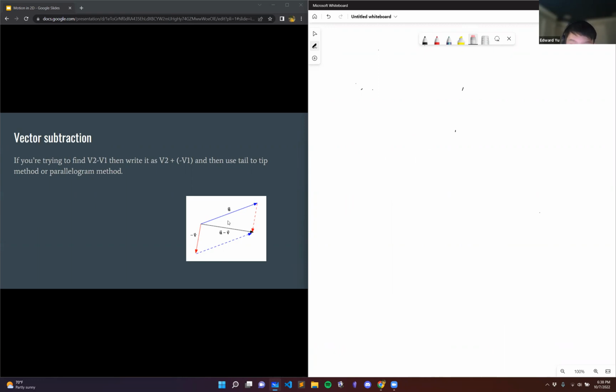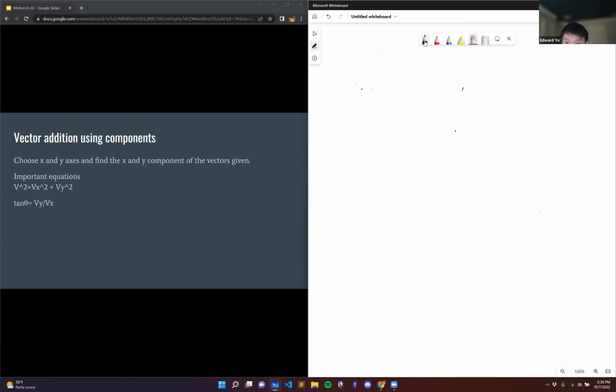Okay, so now I'll talk about vector components. If you have, for example, a coordinate system like this, with this being the positive y and this being the positive x, and this is the origin. Then, for example, let's say I have a vector going like that, vector v.